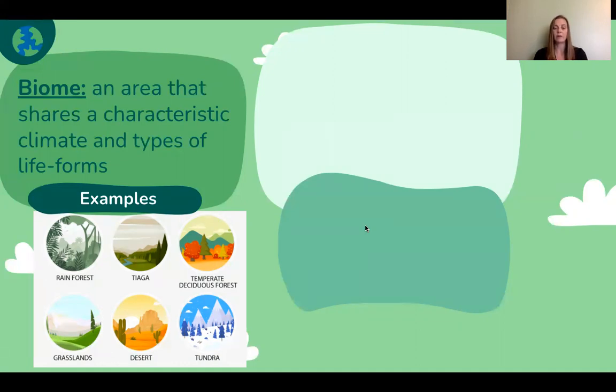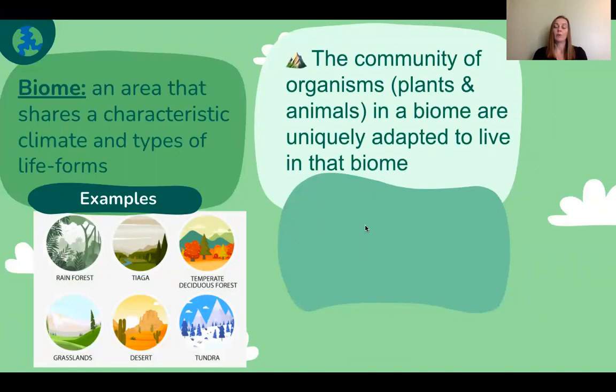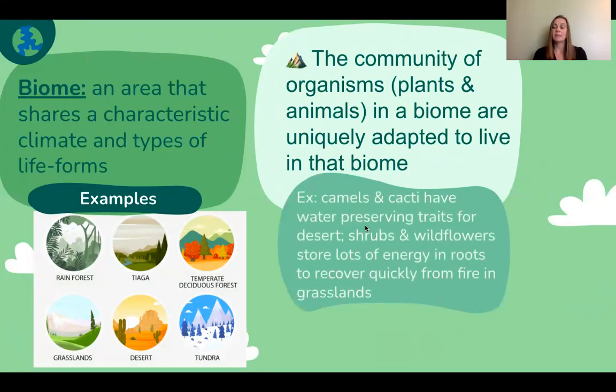So we have lots of different biomes, but each biome is characterized by the organisms that live there and the climate. So when we talk about the organisms that live there, we're talking about the whole community. That's the plants and the animals in a biome, and they are uniquely adapted to live in that biome. So that means that each biome is going to have characteristic life forms. So for example, in a desert, you're going to find camels, you're going to find cacti, because they share characteristics that allow them to preserve water, whether it's the waxy leaves or waxy structure of the cactus or the water storage hump of a camel.